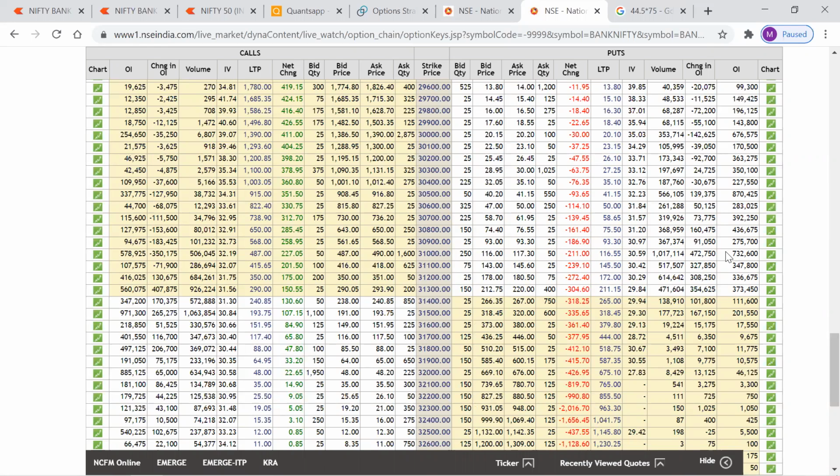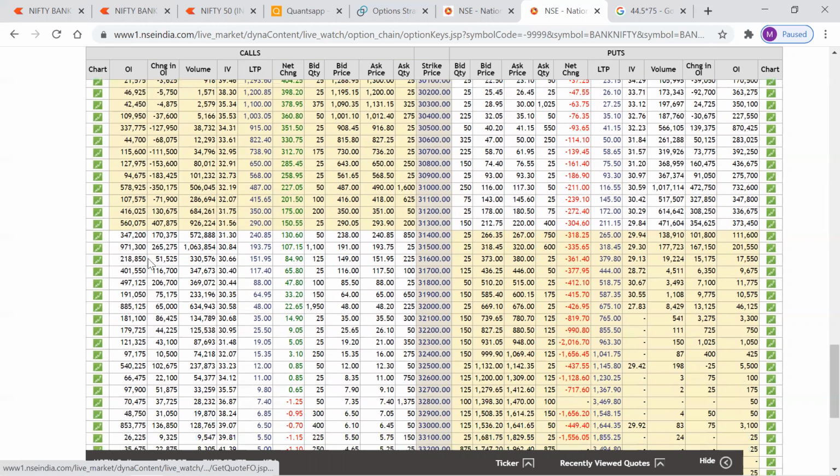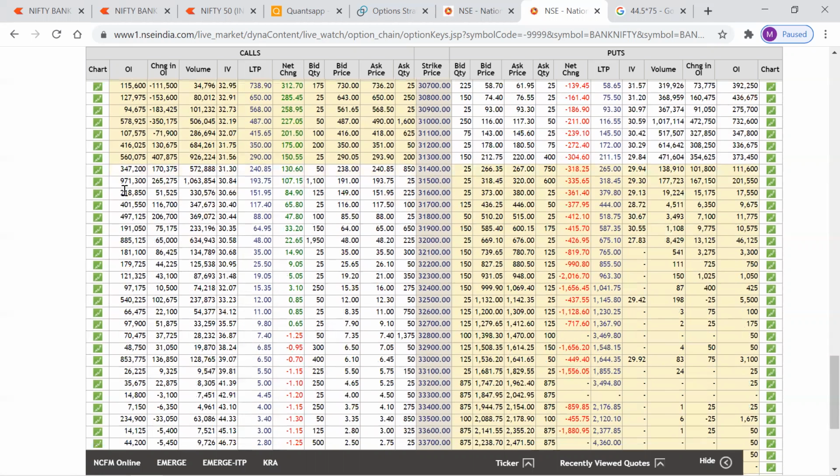So the highest OI is 7 lakh 32,000 here on the put side. So that can act as support. And for resistance, 9 lakh 71,300. Okay, so this is the highest value of OI on the call side in the out of the money area. So that value can act as resistance.